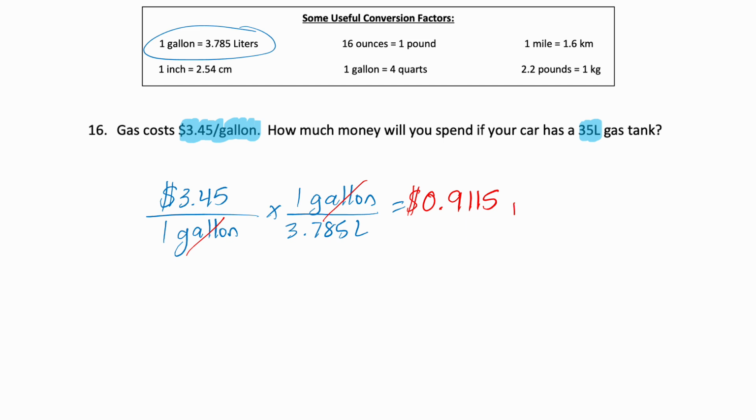dollars per liter. And now since we know that the gas tank is 35 liters, we can just multiply this by 35, and that will tell us how much money it would cost to fill up the tank. And when we do that, we would get $31.90.